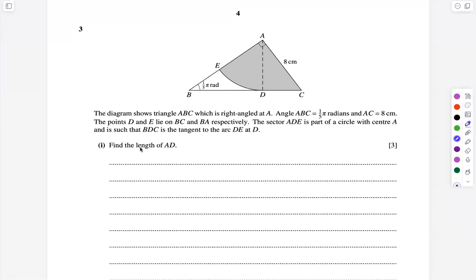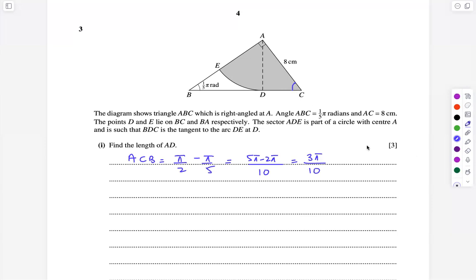So in part 1, we have to find the length of AD. Now to find the length of AD, we know that this angle is π/5. This is 90° or π/2. So to find angle ACB first, as this is π/2, the sum of these two will also be π/2. So angle ACB will be π/2 minus π/5. Taking the LCM, which will be 10, this becomes 5π minus 2π, so this angle will be 3π/10.